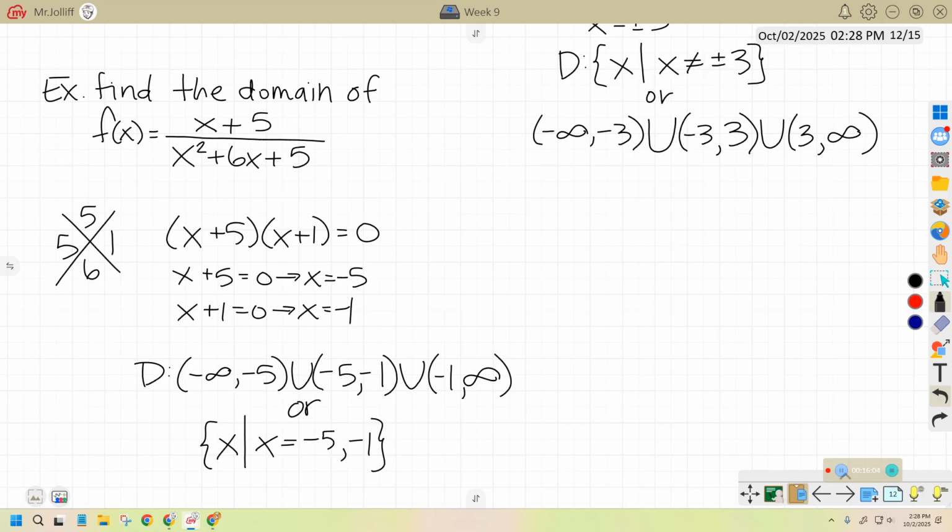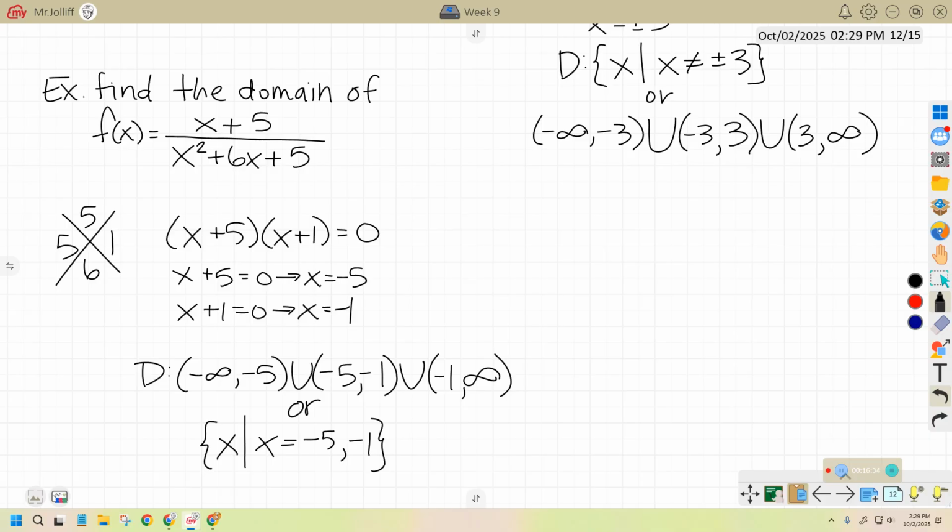Notice in this set builder notation, I listed them in the order they show up on the number line, which is generally good practice. So -5 is further to the left than -1, so it came first. Good. So skills from the last couple of weeks, just finding zeros of polynomials and then excluding those values from our domain. Good. Very good.